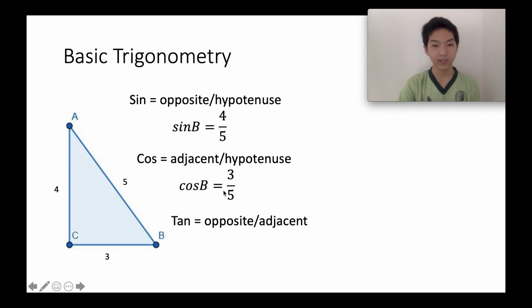Finally, we have tangent, which is opposite over adjacent. Once again, if you look at angle B, the opposite of angle B is 4. The adjacent side to angle B, which is also not the hypotenuse, is 3. And we don't count the hypotenuse because it just messes things up. So the tangent of B is 4/3.